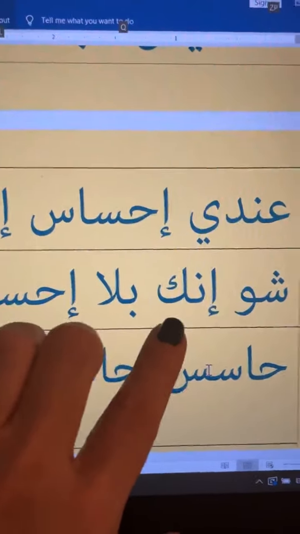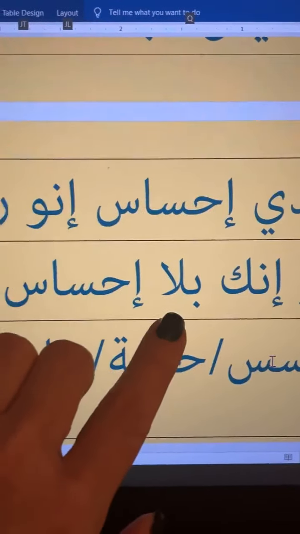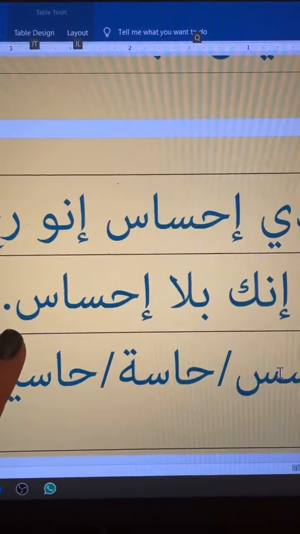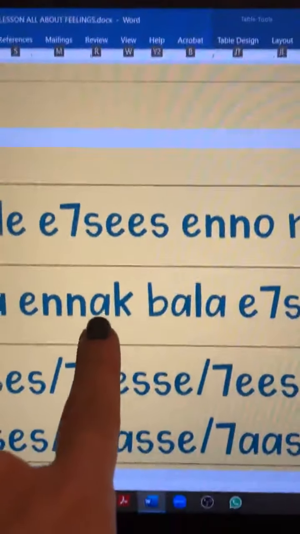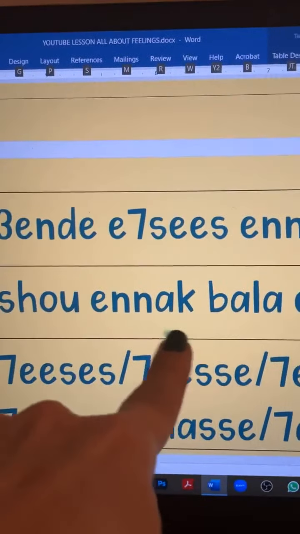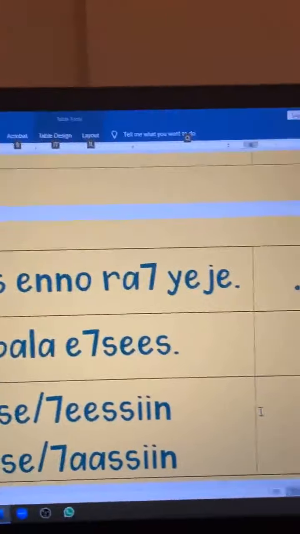So شو إنك بلا إحساس, how insensitive you are. يلا let's say it in Arabic. شو إنك بلا إحساس. If you want to say it to a girl, as I said, you have to say شو إنك بلا إحساس. How insensitive you are. So basically you're saying to the person how much you are without a feeling. Or just you can say شو بلا إحساس if you're talking about someone else and you want to say they are insensitive, or she is insensitive, or he is insensitive. You say شو بلا إحساس.